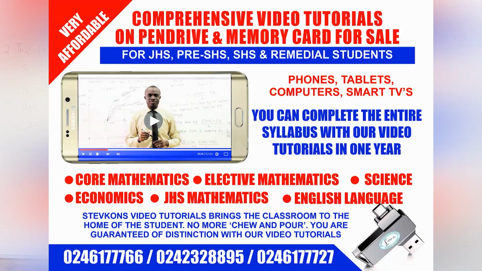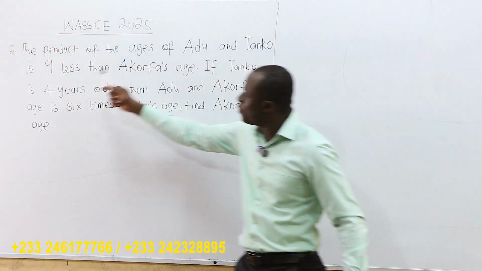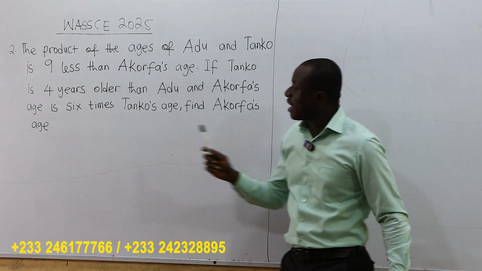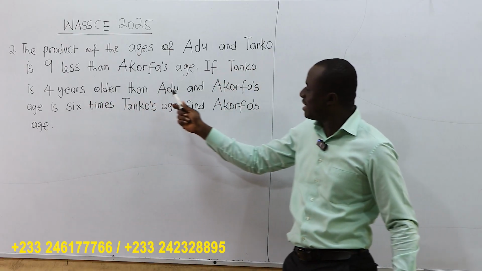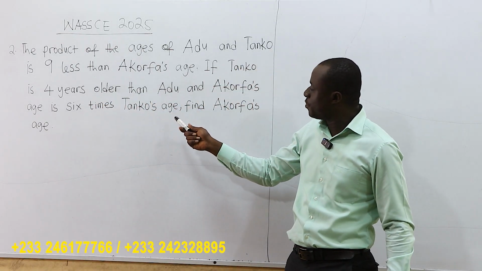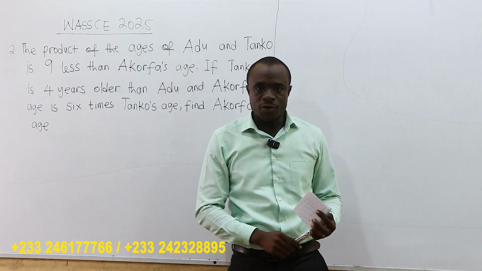Now let's consider WASSCE 2025 General Mathematics, and that's question number 2. The product of the ages of Edu and Tanko is 9 less than Akofe's age. If Tanko is 4 years older than Edu and Akofe's age is 6 times Tanko's age, find Akofe's age.